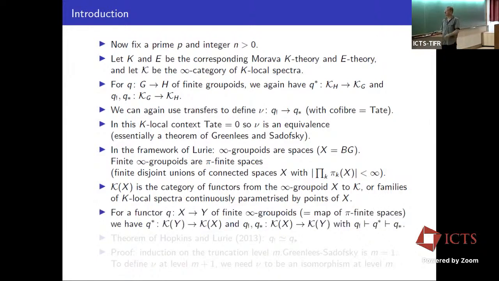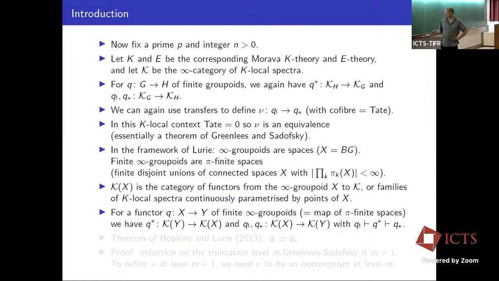But again, suppose we've got a functor of infinity groupoids. The whole category of infinity groupoids is the same as the category of spaces, essentially. So a functor of finite infinity groupoids is the same as giving a continuous map of pi-finite spaces.